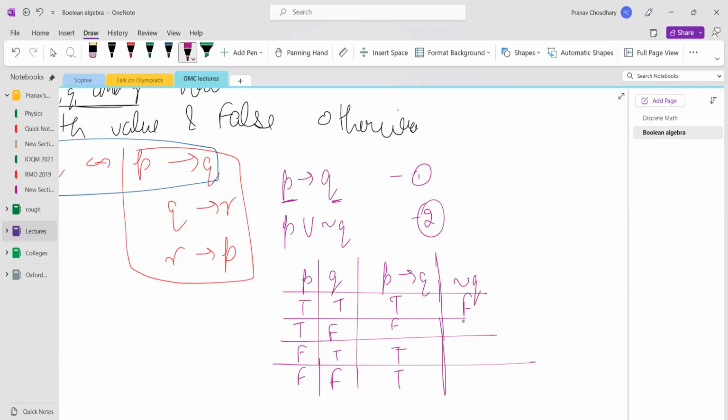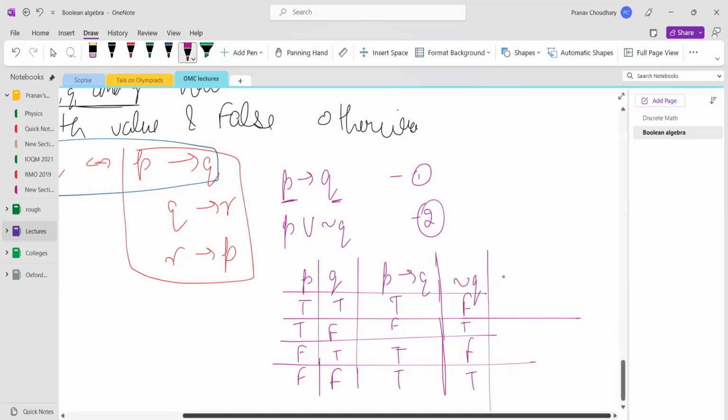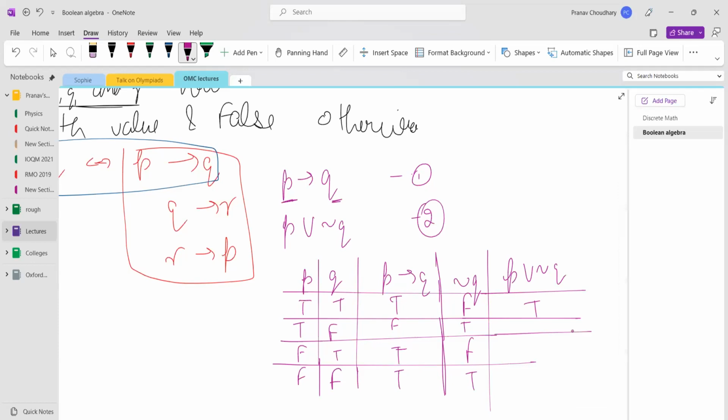And negation Q will be... I'm just drawing a truth table, by the way, for people for whom it's not clear. And P or negation Q. So true.